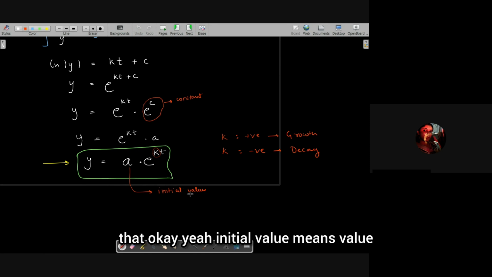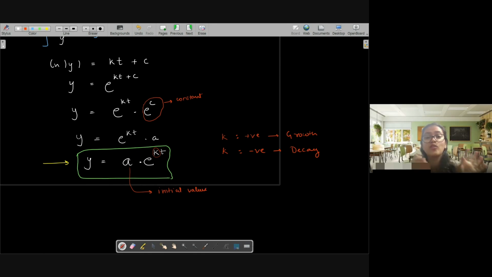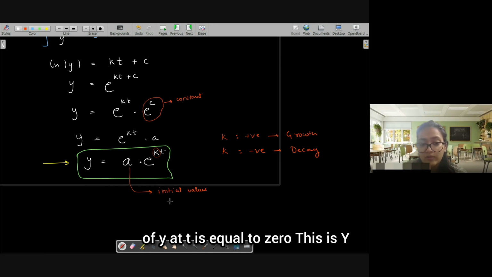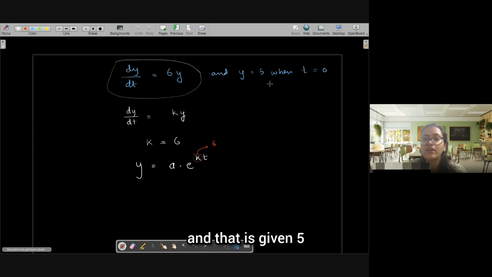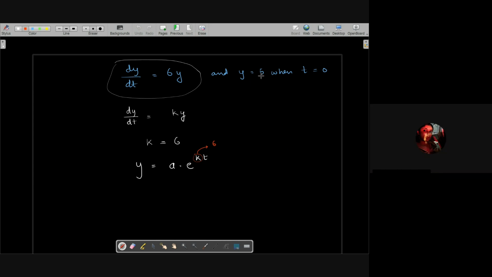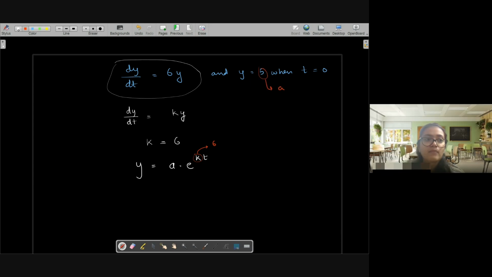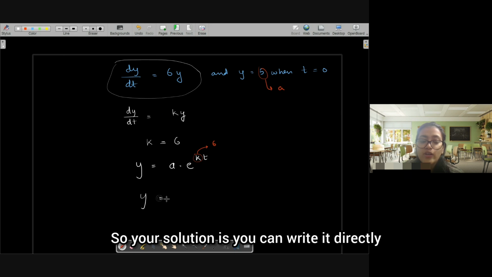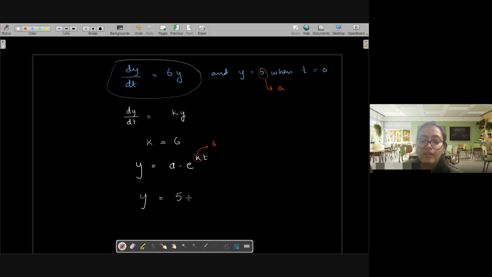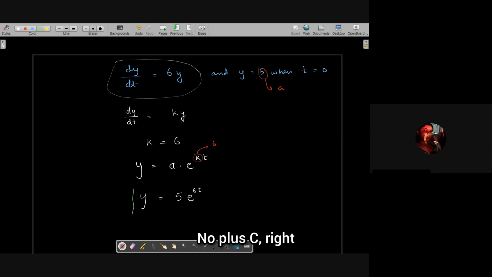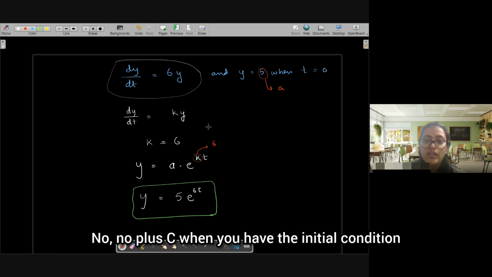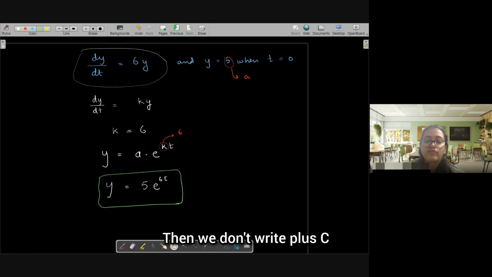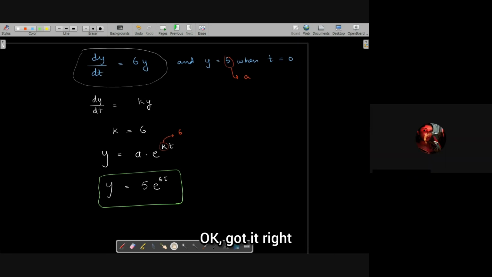Initial value means the value of y at t is equal to 0, and that is given as 5. That means this is the value of A. So your solution is, you can write it directly, y is equal to 5 e raised to 6t. That's it. No plus c, right? No plus c. When you have the initial condition, then we don't write plus c. Got it.